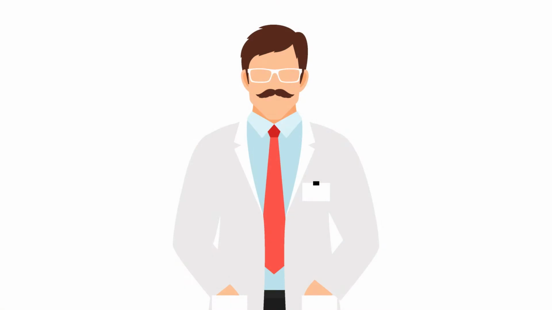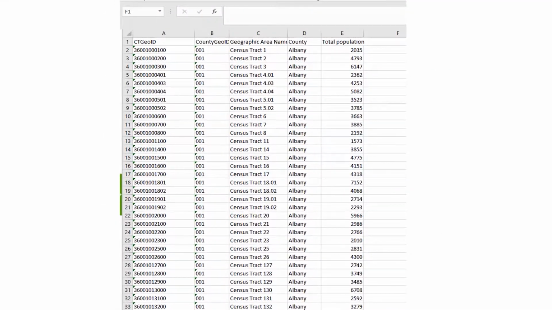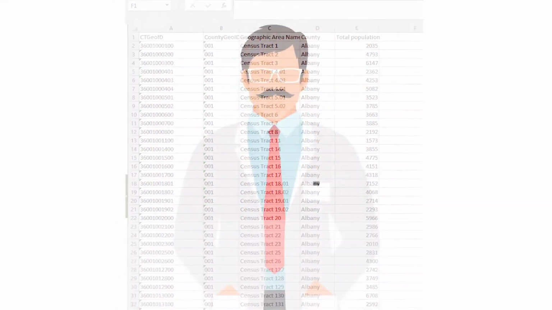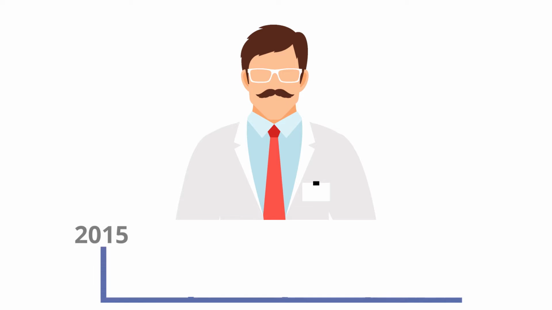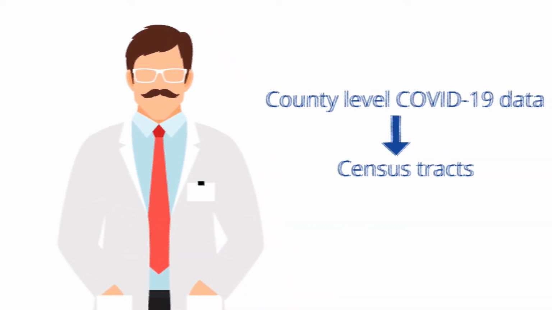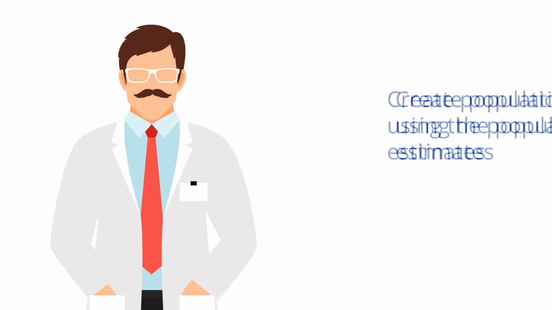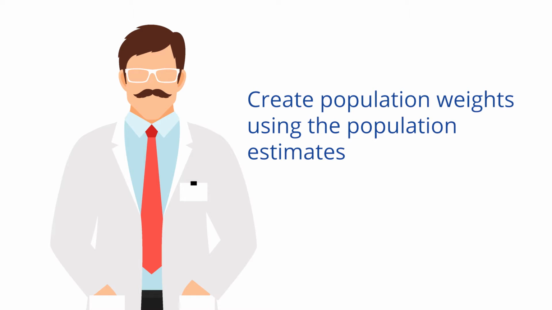The second data set are population estimates for census tracts in New York from the American Community Survey. These estimates are based on data collected over a 5-year period between 2015 and 2019. Since our goal is to convert county-level COVID-19 data into census tracts, we first need to create population weights using the population estimates we obtained from the American Community Survey.